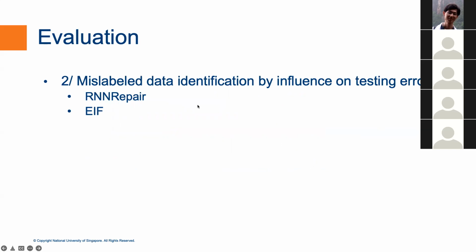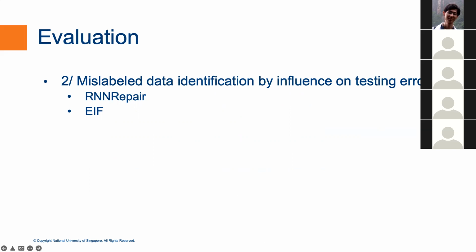The second way of evaluation is we do mislabeled data detection by influence on the testing error. So we do not use self-influence. RNA repair uses this evaluation method. Mislabel.